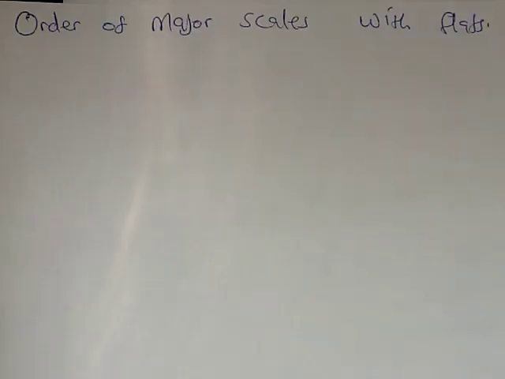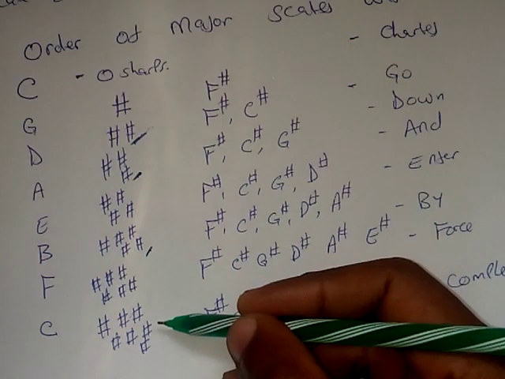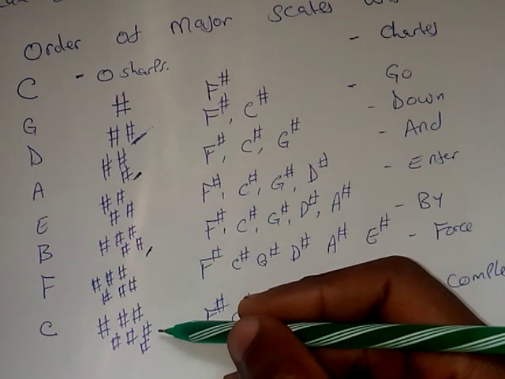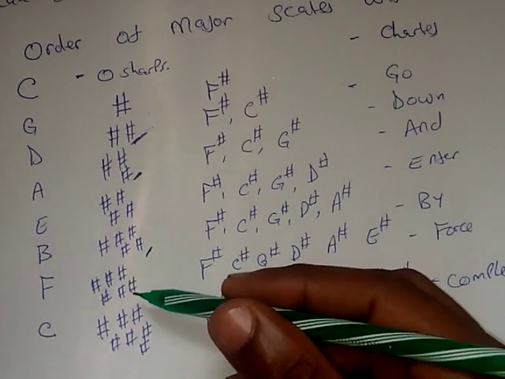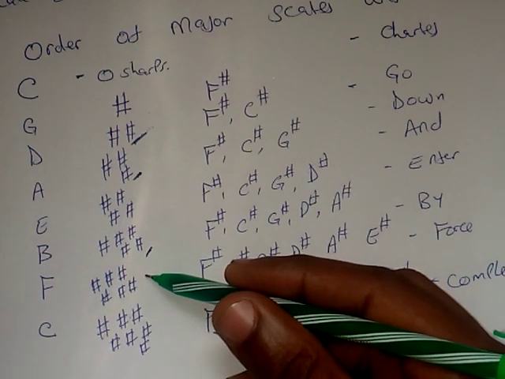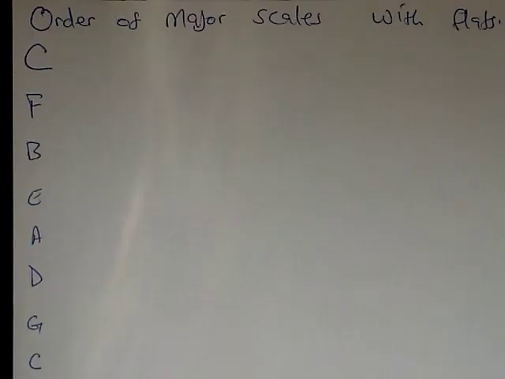We now see order of major scales with flats, and we can say that this is the opposite of the order of major scales with sharps. So for the flats, instead of having C sharp, we'll have C major, of course, followed by F flat major going upwards. So the order will be as shown on the screen.